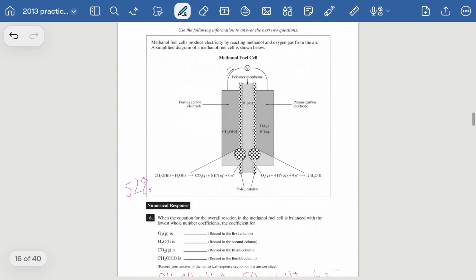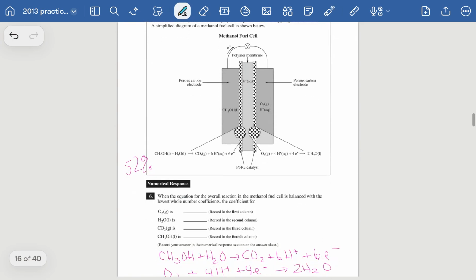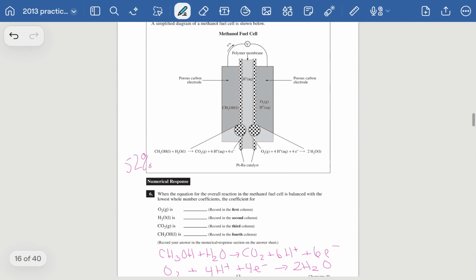Moving on to this one down here. I did find this one a little bit confusing to start. I like that more than half of the students got it right, but just going through it, it's asking first for the overall reaction. So we can tell what's happening, right? Because we have electrons going from the anode to the cathode.